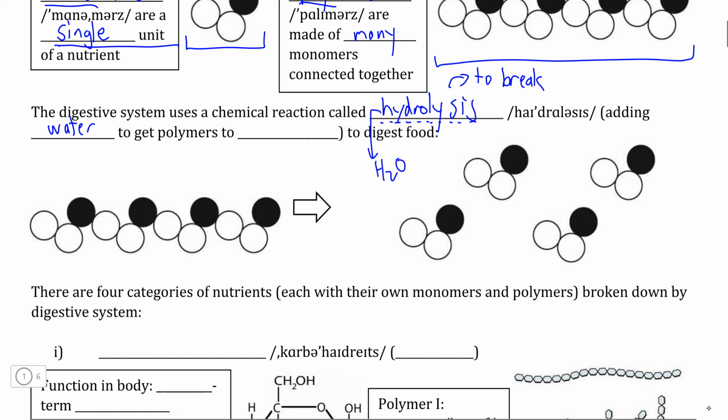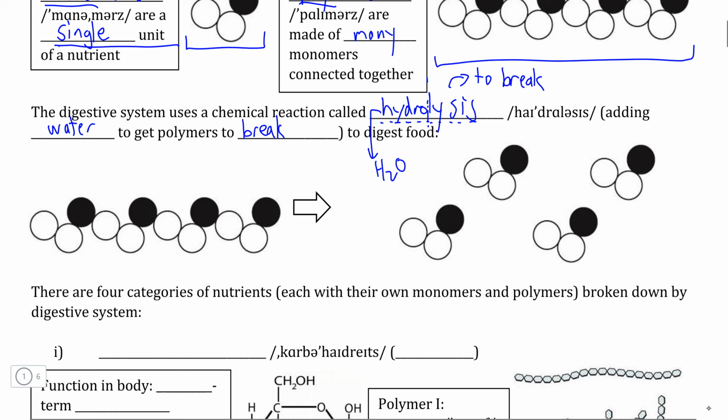For example, in the word analysis, this is the same suffix that we see. When you do analysis of a word, you take the word and break it down into its components in order to understand what each component means, in order to figure out what the whole word means overall. So literally, hydrolysis means to use water in order to break polymers into monomers.